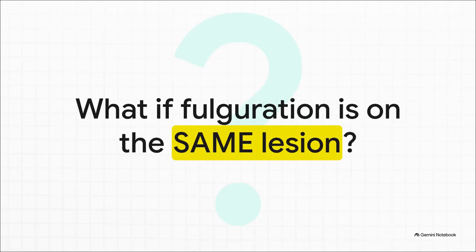Okay, time for a quick knowledge check to keep us on our toes. Imagine you're auditing an op note. The surgeon takes a biopsy of a specific bladder lesion and then immediately turns around and performs fulguration on that exact same lesion. So, how do we code this? Do you bill for both the biopsy and the fulguration?